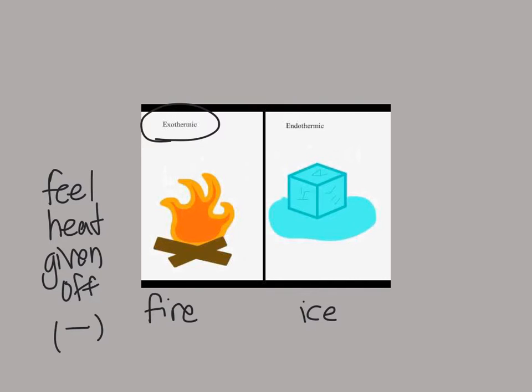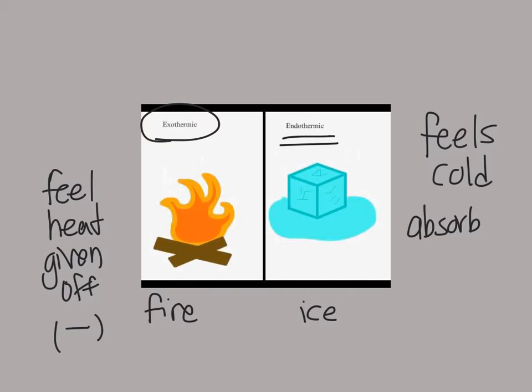Okay, if you have an ice cube and it is labeled as endothermic, this one feels cold. And what is happening here is that when you feel an ice cube, it isn't cold. It feels cold because it is absorbing the heat from your hands. And so the heat is going from your hands into the ice cube, which causes it to melt. So the heat is going in to that reaction, and it is a positive sign.